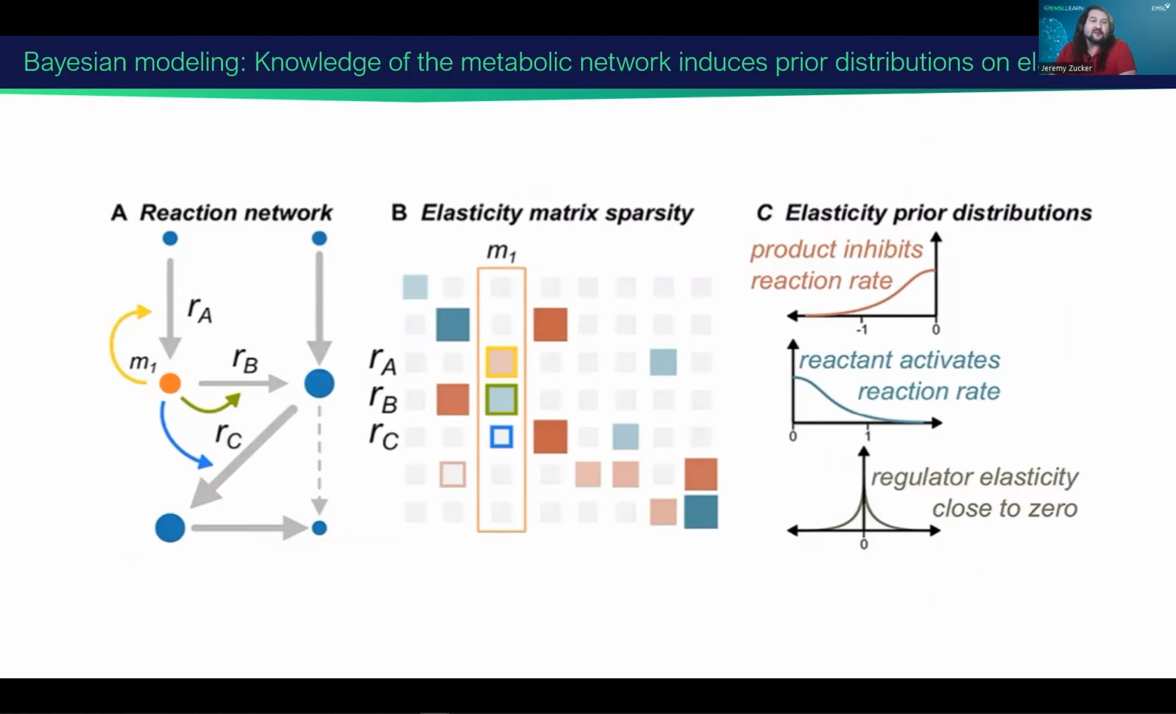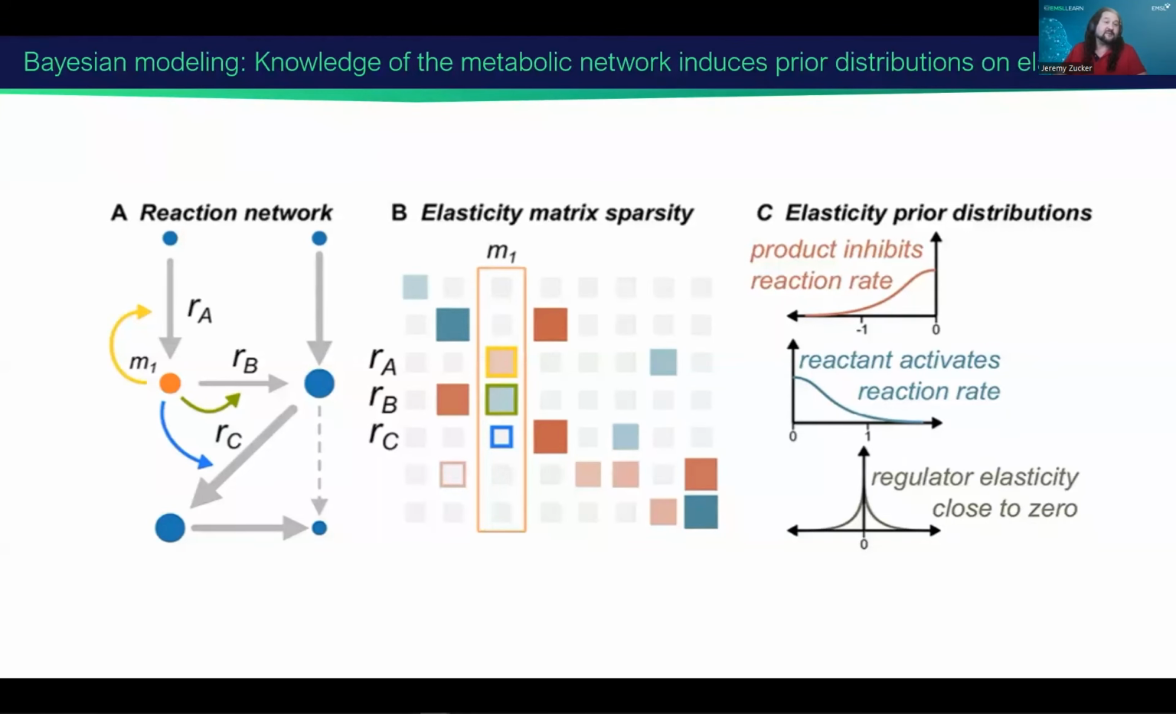Just to get a little bit more detail, if I have a reaction network that's shown on the left side here, then what I mean by an elasticity is this: there's this metabolite, and we want to know, if somehow this metabolite were to be increased, would that have an effect of increasing this reaction flux or decreasing the reaction flux? If it has no effect at all, then we just assume that the effect of that metabolite on, say, this reaction is 0.